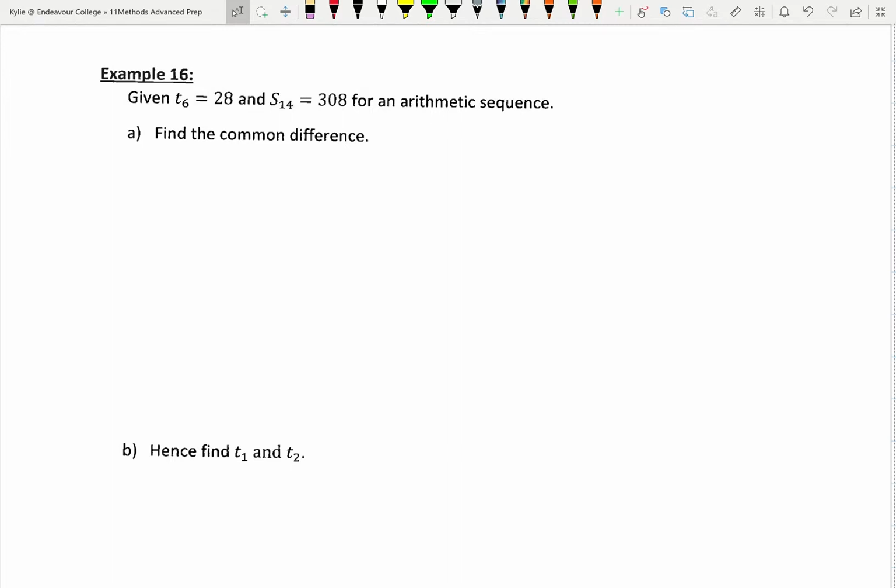Example 16 is an example of the type of question in sequences and series that you need to read very, very carefully. So we've got a term, which is term 6, which is equal to 28, and a sum, which is sum to term 14, which is 308. One of the tricks or traps that you might fall into is reading them both as terms or both as sums, so be careful that you're reading the right ones. We're being asked to find the common difference.